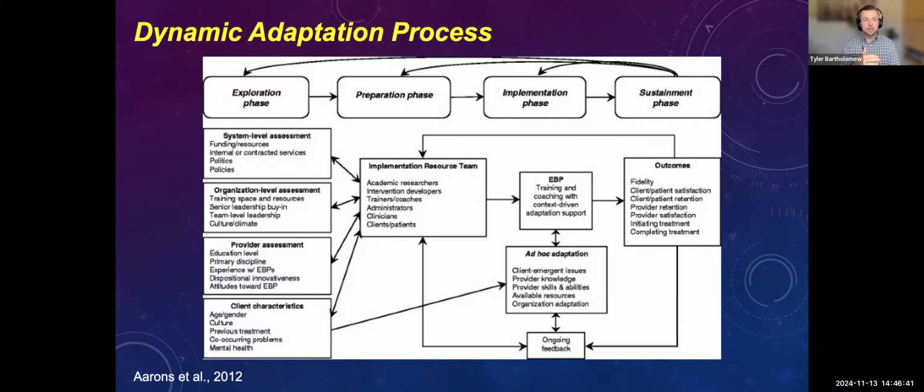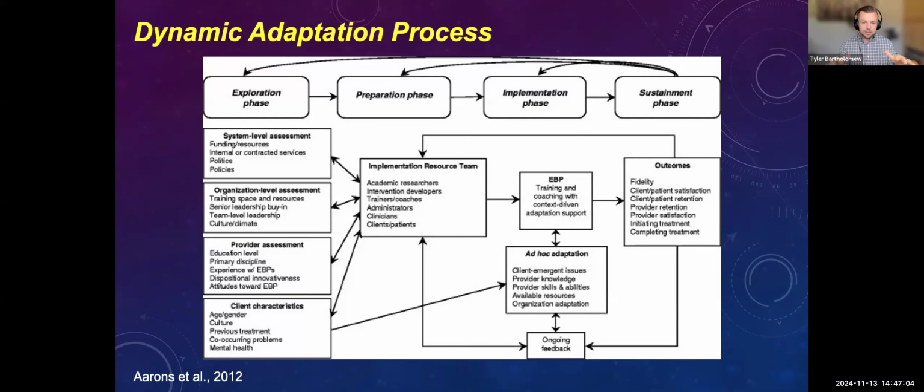So you can see here on the left, right underneath exploration, we have system level assessment, where we're trying to understand the funding, the resources, the policies at play. An organizational level assessment, where we have training space and resources, senior leadership buy-in, team level leadership, culture or climate for the intervention implementation. We also want to do a provider assessment.